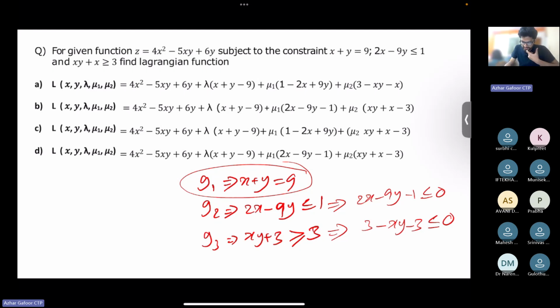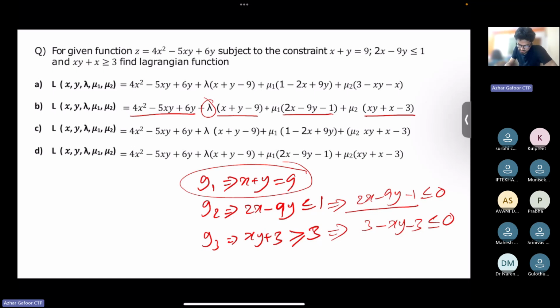So now if you write the Lagrangian, we have the objective function here. Then this is the equality constraint, which is given using lambda. Then for inequality constraints, we use the Lagrangian multipliers mu1 and mu2, and we have to insert these two equations.